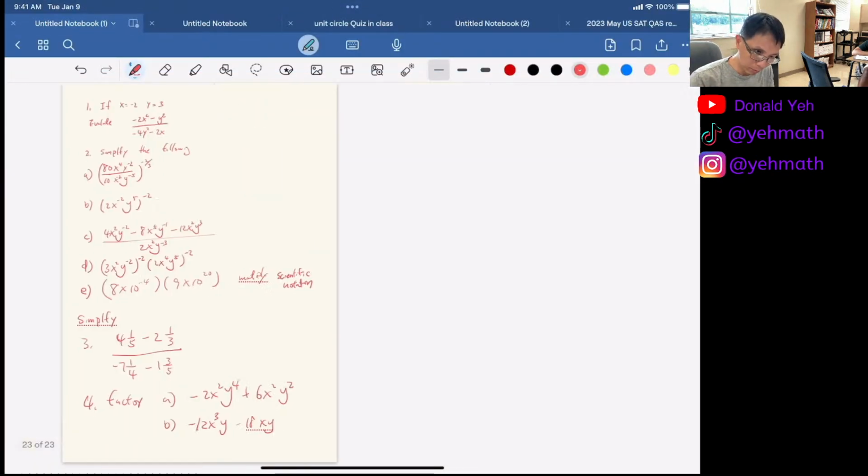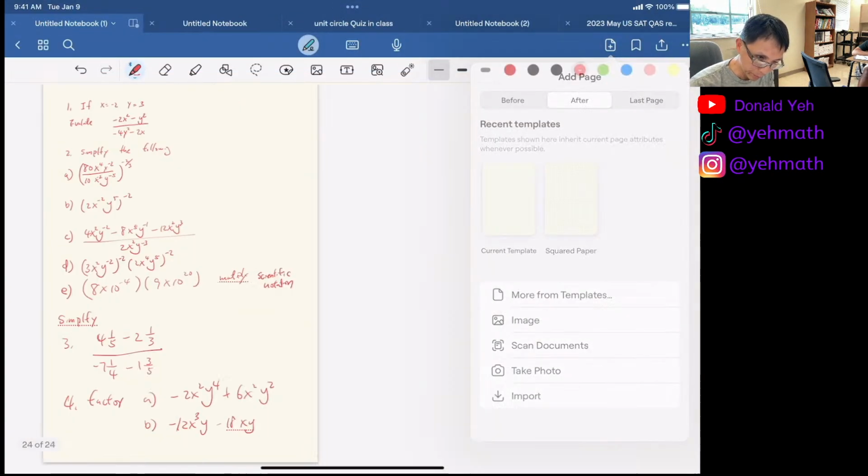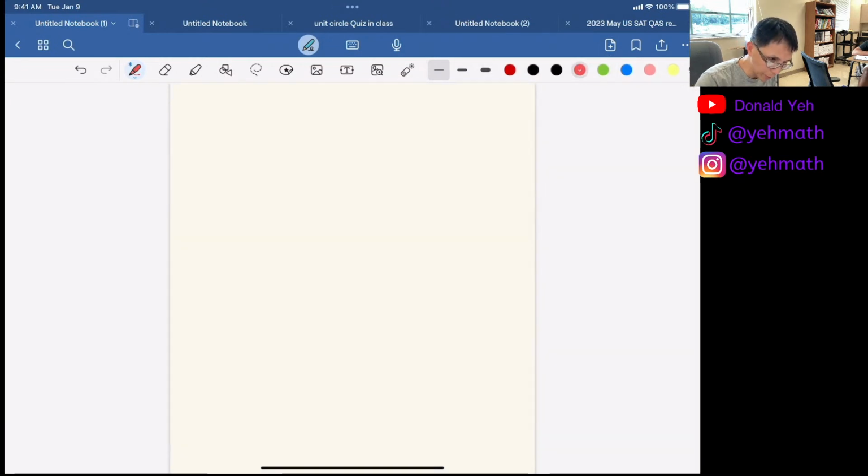Okay, so before that, we're gonna start talking about all the factoring techniques. We're gonna go over all of them today. So, factoring techniques.